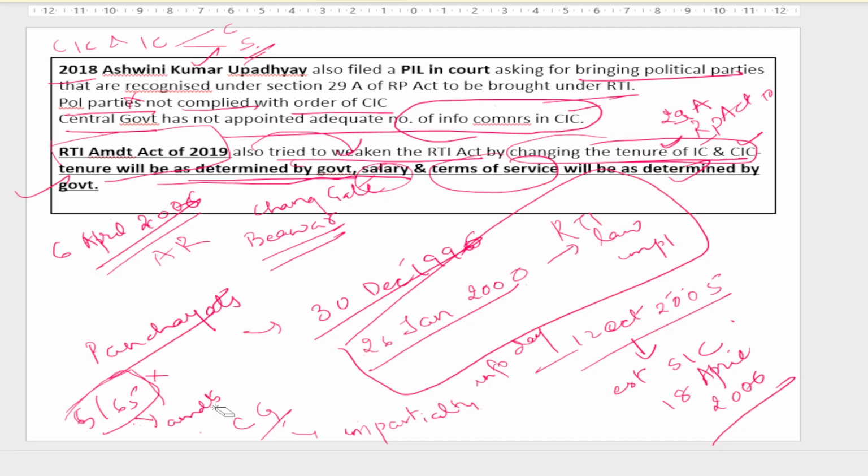So these were the amendments carried out to the RTI Act in 2019, which diluted the RTI Act in a way. And after the amendments, the Chief Information Commissioner as well as other information commissioners at the central and state level are not eligible for reappointment. Now, having covered the issue of bringing political parties under the RTI Act, we are going to have a brief overview of the RTI Act in the state of Rajasthan.